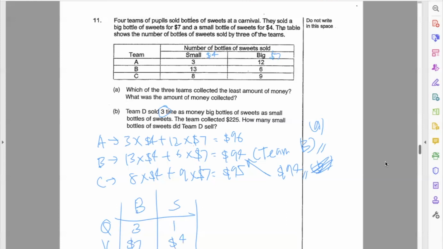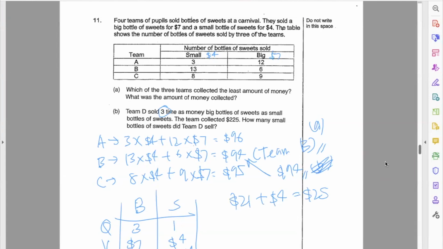So if you multiply 3 times 7, you get 21. 1 times 4, you get $4. So this is one group of bottles of sweets, big and small bottles, sold by team D. So in one group, team D will receive $21 plus $4, and altogether, one group has a value of $25.